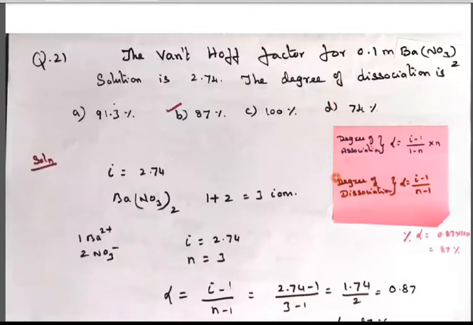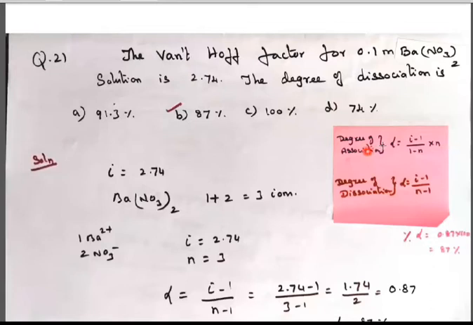The van't Hoff factor for 0.1 barium nitrate, Ba(NO3)2: barium valency is 2 and nitrate valency is 1. So for Ba(NO3)2, the solution value is 2.74. The degree of dissociation is given in percentage. You just use the standard formula. Degree of dissociation is nothing but alpha, and it applies for both association and dissociation.